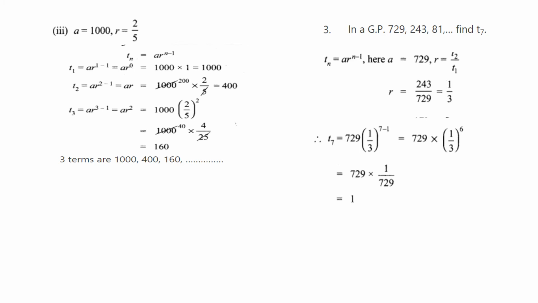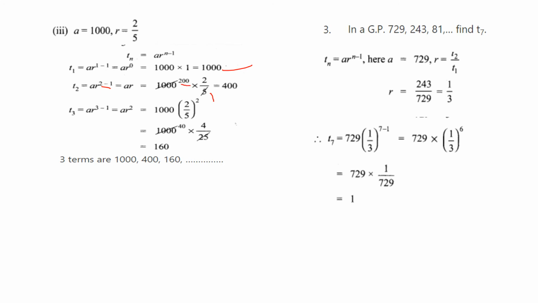So T2 equal to A R to the power 2 minus 1, that is R to the power 1, that is R equal to 2 by 5. A is 1000. So 1000 into 2 by 5, you cancel it. 1 5 is 5, 2 5s are 10, so 200.